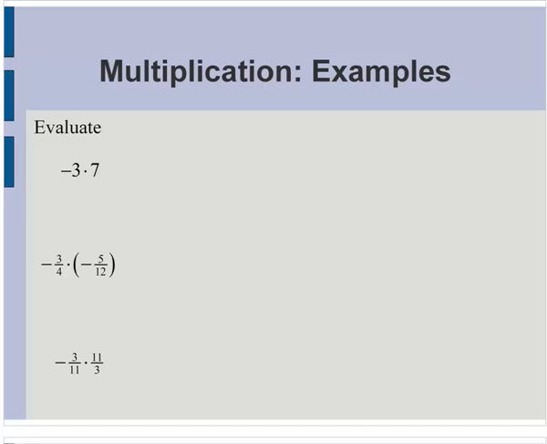So let's see some examples. Negative 3 times 7. All right. Different signs, product is negative. 3 times 7 is 21, so the product is negative 21.